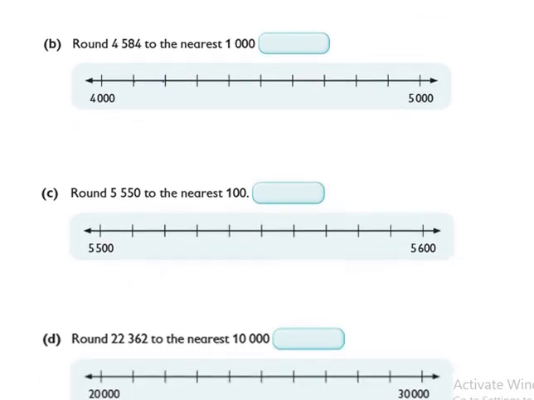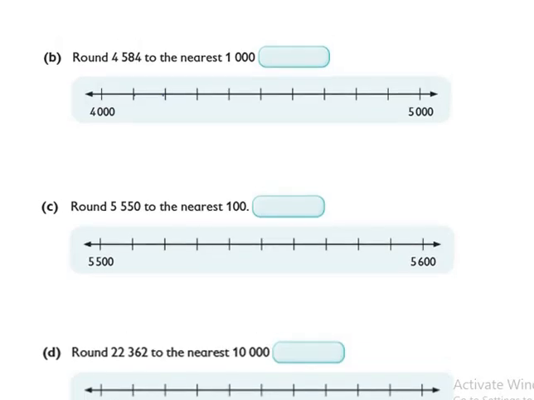I'll give you another example. Round 4584 to the nearest 1000. So we have to check the number in the thousands place. The number in the thousands place is 4. So we have to check whether it can be rounded to 4000 or 5000. Now when we look at the number, it is 4500, so it is coming in the center between both these numbers. So we have to round it to 5000.